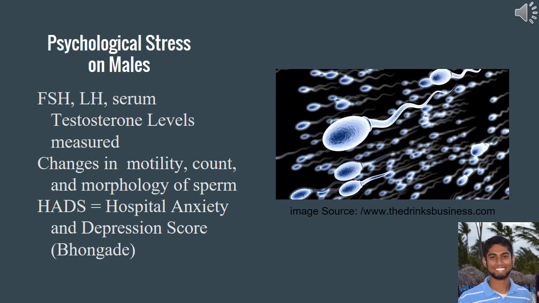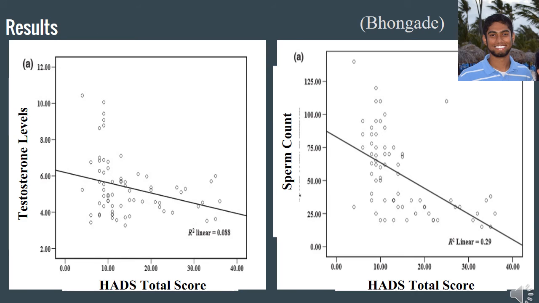These areas were tested after having them take a hospital anxiety and depression score, more commonly known as HADS, to see if a relationship existed between these factors. The HADS test is made up of two scales, one to measure anxiety and the other to measure depression, both of which are considered forms of psychological stress. In this study of 70 males, 19 of them, or 27%, had a high score for the HADS scales.